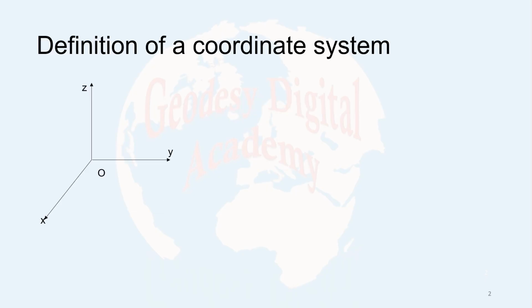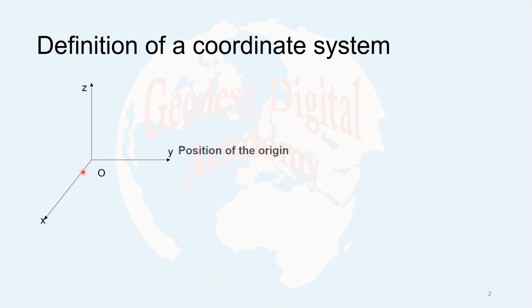Let's see how a coordinate system is defined. Normally in mathematics, we see a coordinate system like this shape that I'm showing here. We define an origin for the coordinate system and we define the directions of the three axes of the coordinate system. In geodesy, we can select different points and put the origin of the coordinate system on that.